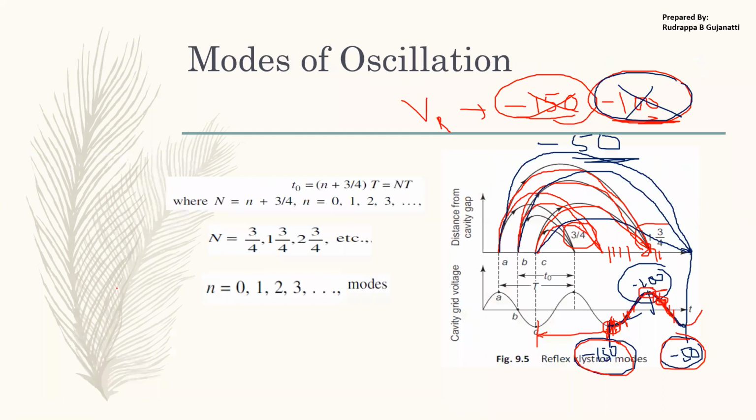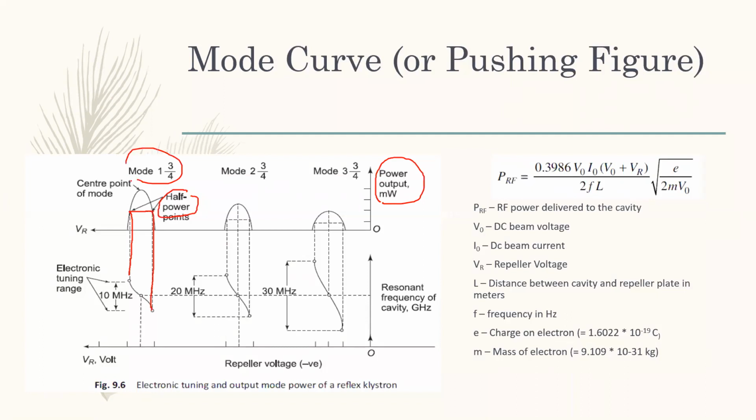So here what happens is in the highest mode, the bandwidth is very less, but the output power is high. If I go on checking for the other modes, I'll be able to get more and more bandwidth, but output power will be reduced. So that is what is represented over here.